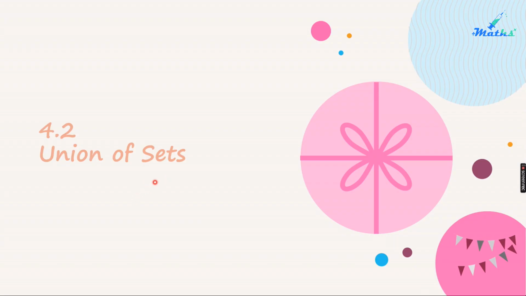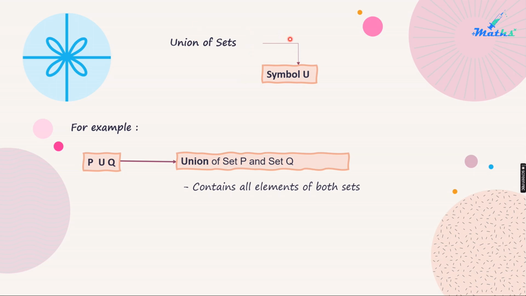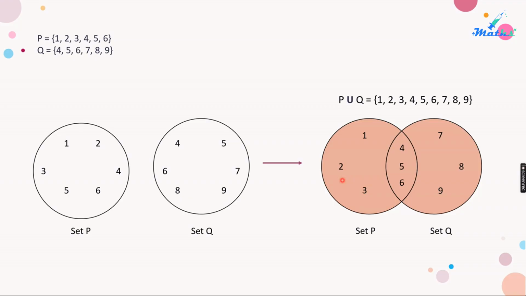Next is union of sets. Union of sets uses the symbol like a U. For example, set P U set Q means union of set P and set Q. What is the union? It contains all elements of both sets. This is set P, and the elements are 1, 2, 3, 4, 5 and 6. And set Q, we have 4, 5, 6, 7, 8 and 9. We can write it like this: set P equals bracket 1, 2, 3, 4, 5, 6, and set Q equals bracket 4, 5, 6, 7, 8 and 9. Now we are going to find P U Q.